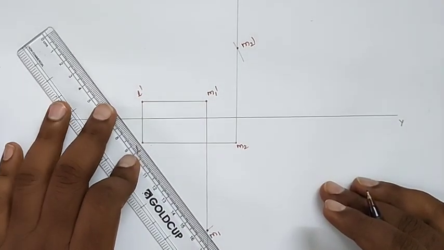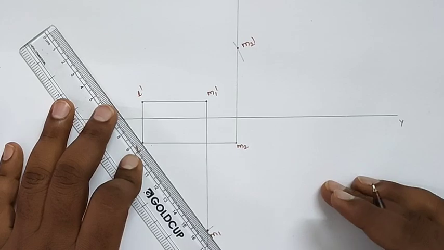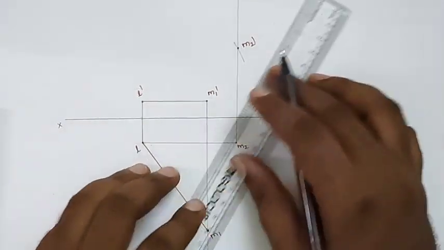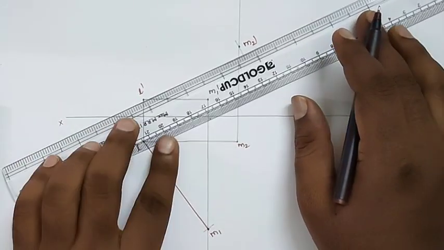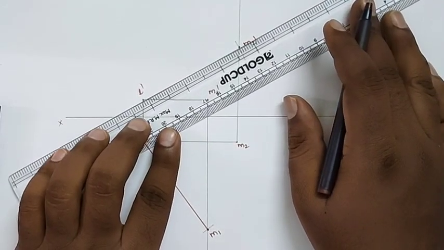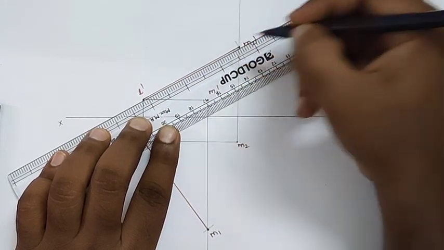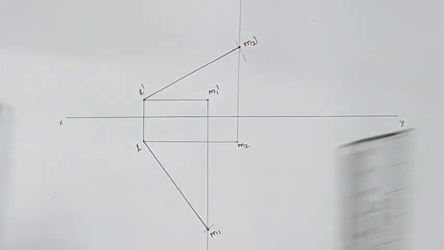Now joining L dash and M1, and also joining L dash and M2 dash. So this is the true length of the line. L dash M2 dash and LM1 should represent about the true length of the line. Now what they are asking is to draw the projections.